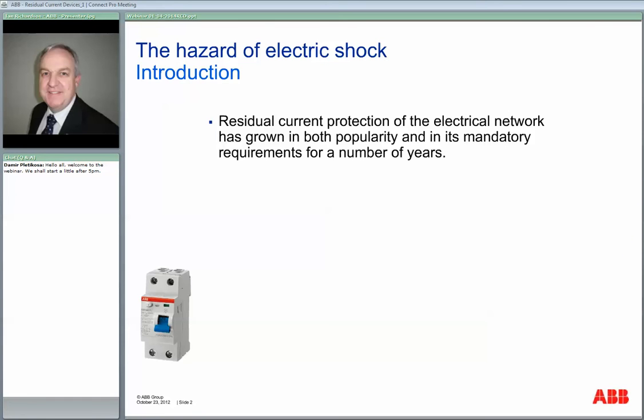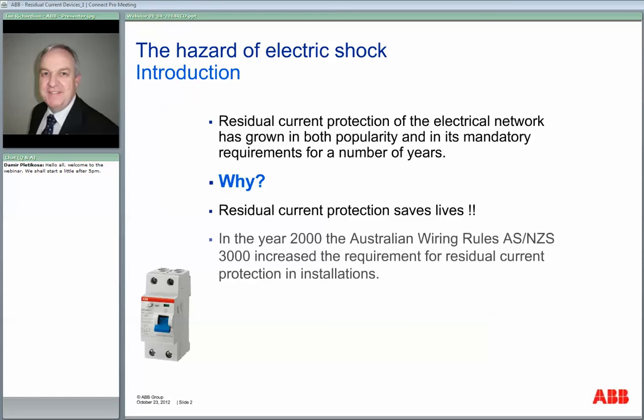Just to look a little bit at the history of RCDs and essentially the hazard of electric shock. RCDs have become a mandatory requirement, as we know, over the last number of years, and this has gradually increased as time has gone on, as new standards have been released. And it begs the question of why. Why is this the case? And it's pretty simple, really. RCDs actually save lives. And this can actually be proven very, very clearly.